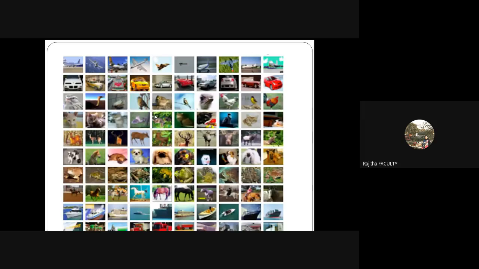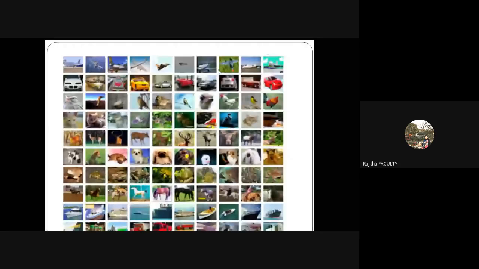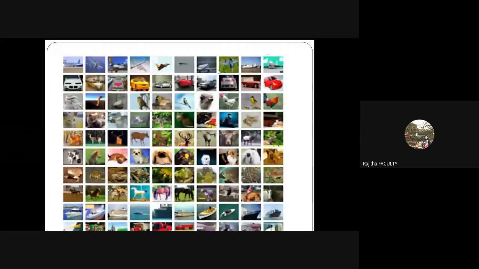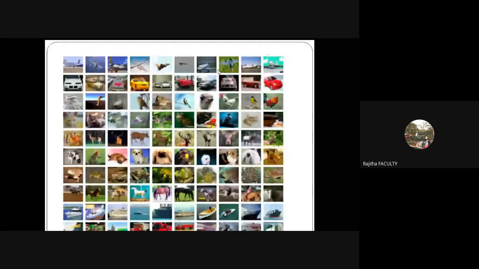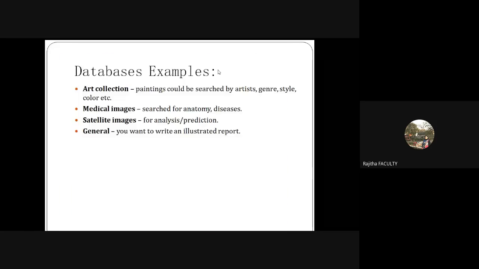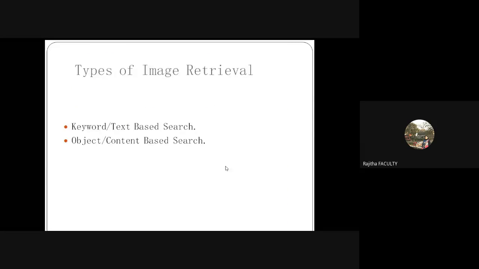In Google, when you type bird or something, you will get all the bird images in Google image search. When I type the text bird, you'll get different bird images. Similarly, if I type rose, R-O-S-E, I'll get different types of roses. So I'm searching images based on a key, the text. So image search or image retrieval can be categorized into two: text-based searching and object-based searching.